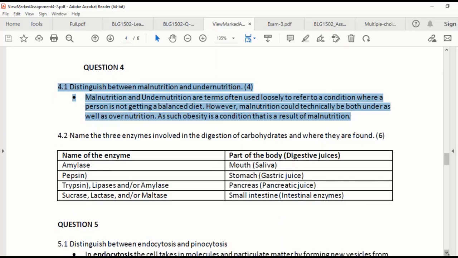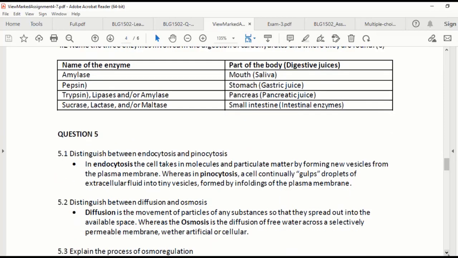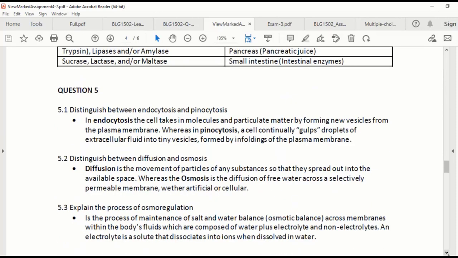Another question here is about endocytosis and pinocytosis. I want to pass that. I want to talk about diffusion and osmosis.